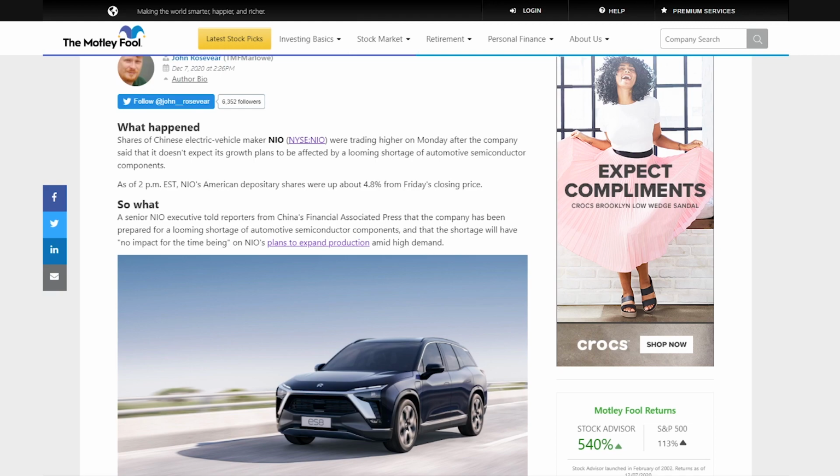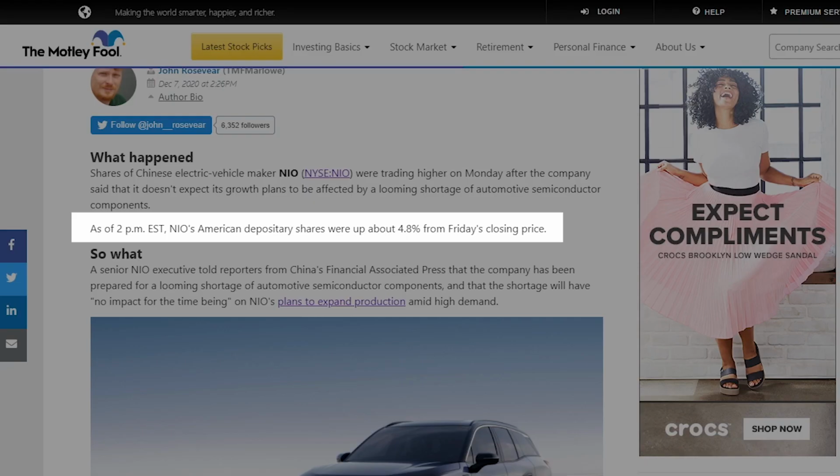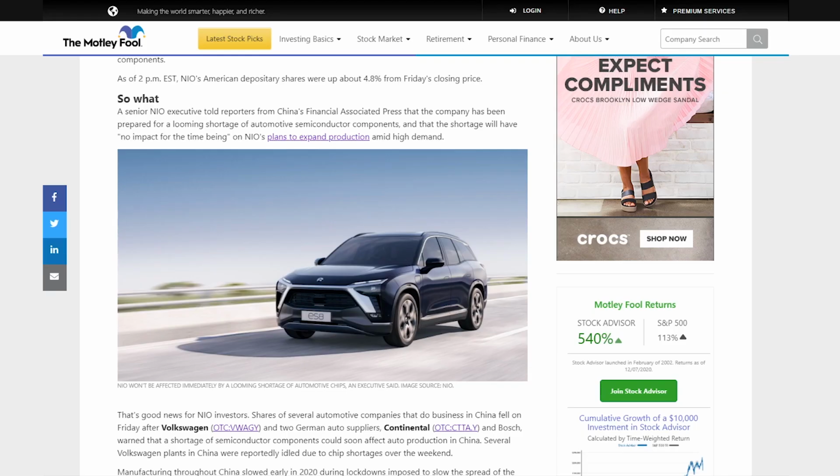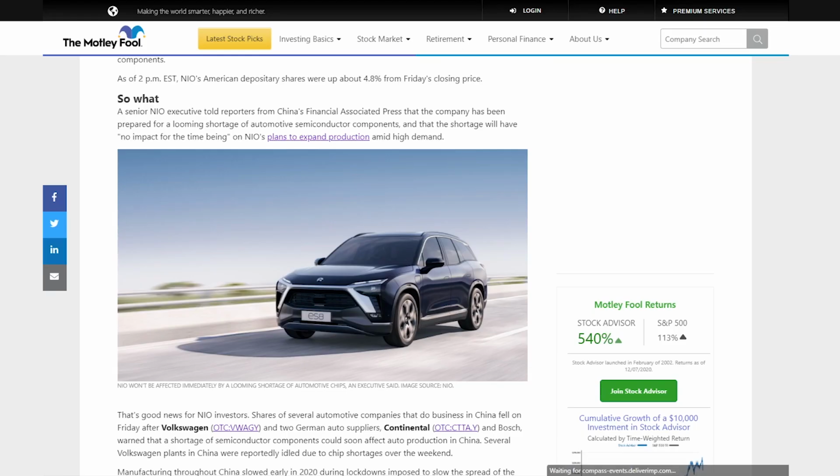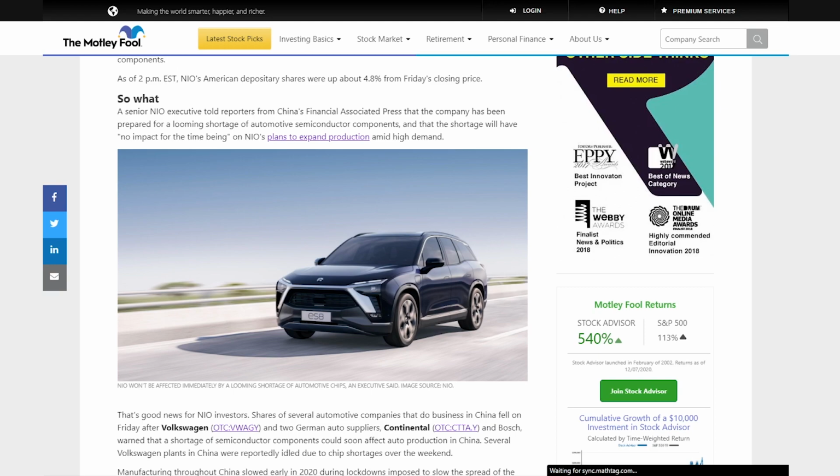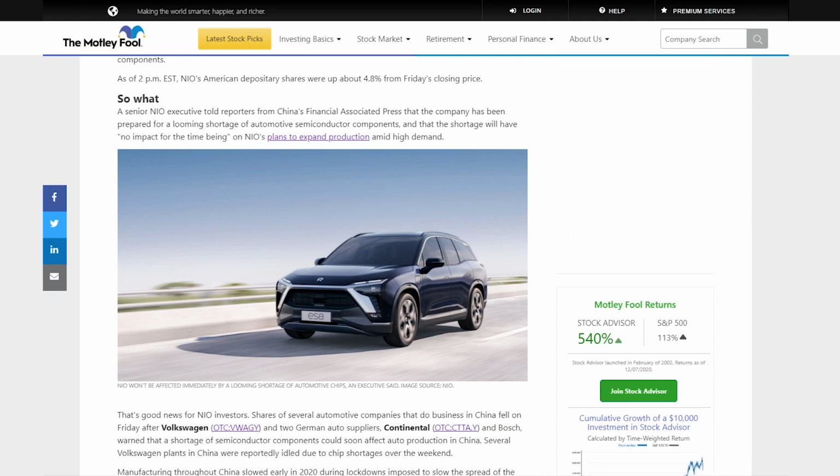And it says here, as of 2 p.m. Eastern time, NIO's shares were up right around 4.8% from Friday's closing price. But aside from NIO's share price, a senior executive from NIO told reporters from China's Financial Associated Press that the company has been prepared for a looming shortage of automotive semiconductor components. But since then, they've come out and said that the shortage is going to have no impact for the time being. And this is on their plans to expand production amid the high demand for NIO vehicles.